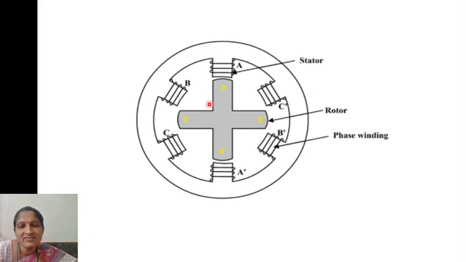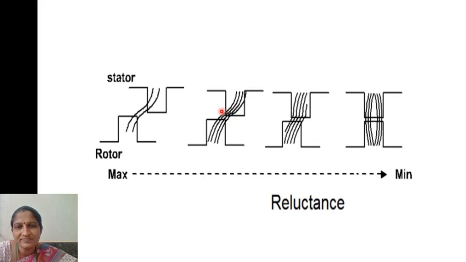And the rotor will have fewer poles than the stator. Suppose there are 6 poles on the stator. Now the rotor will have less than 6. Here 6 are there, so less than 6 means 4. There are 4 poles on the rotor.